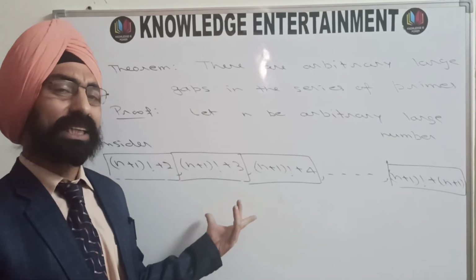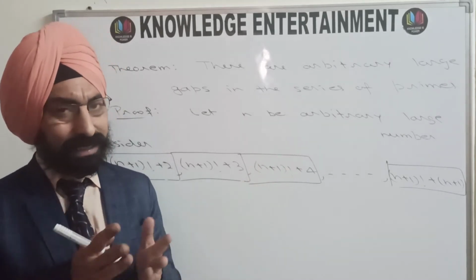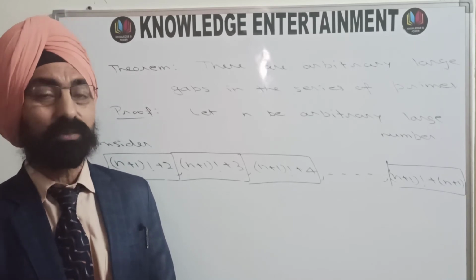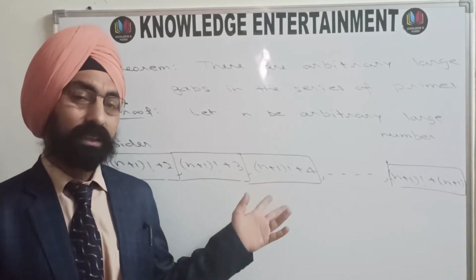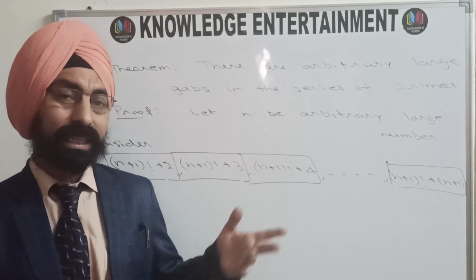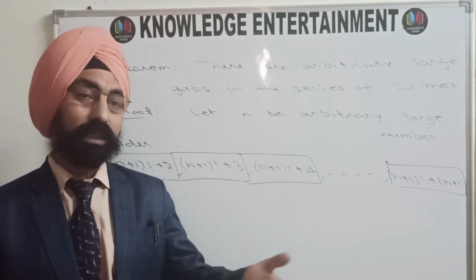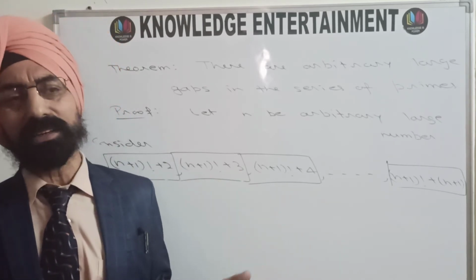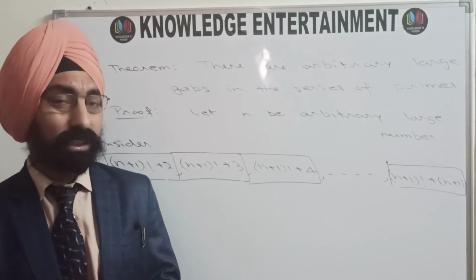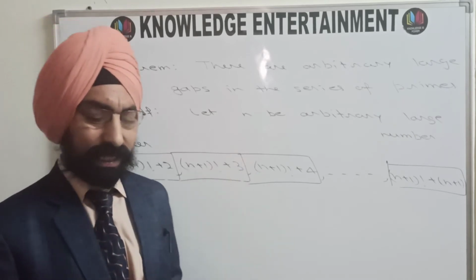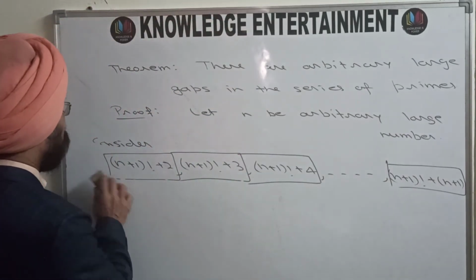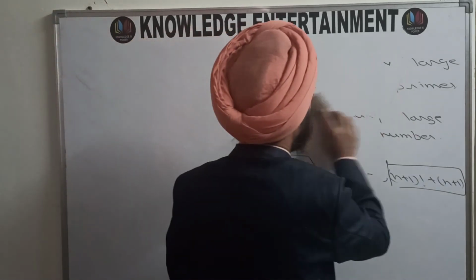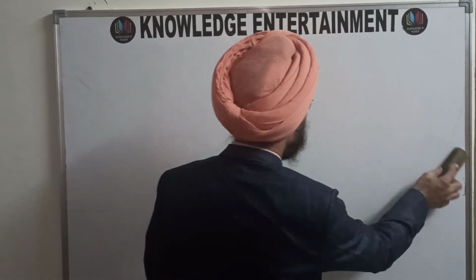So when you reach this stage, you will have n consecutive composite numbers. And what is n? n is arbitrarily large. In the starting, I told you, you can take n to be 1 million, billions, or trillions. So you can find billions, millions, trillions of consecutive natural composite numbers. So there are arbitrarily large gaps in the series of primes. This is how you can prove that there are arbitrarily large gaps in the series of primes.